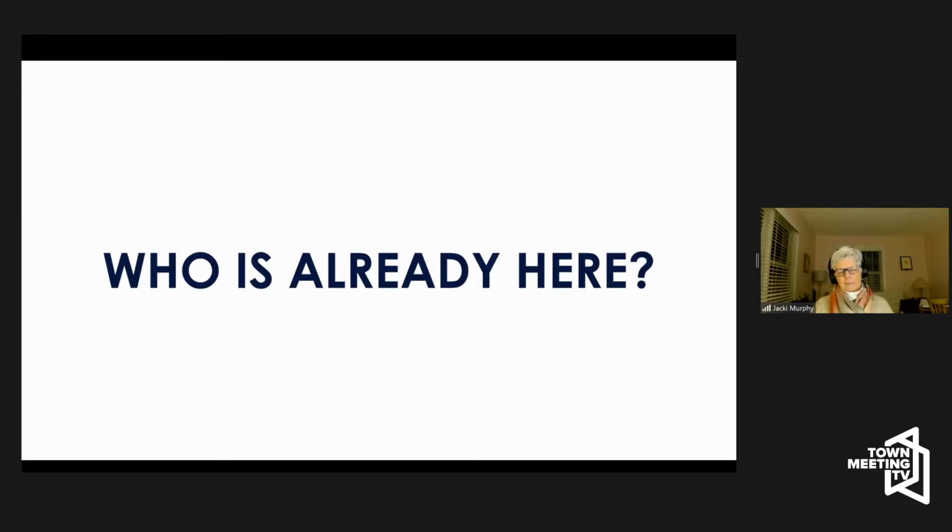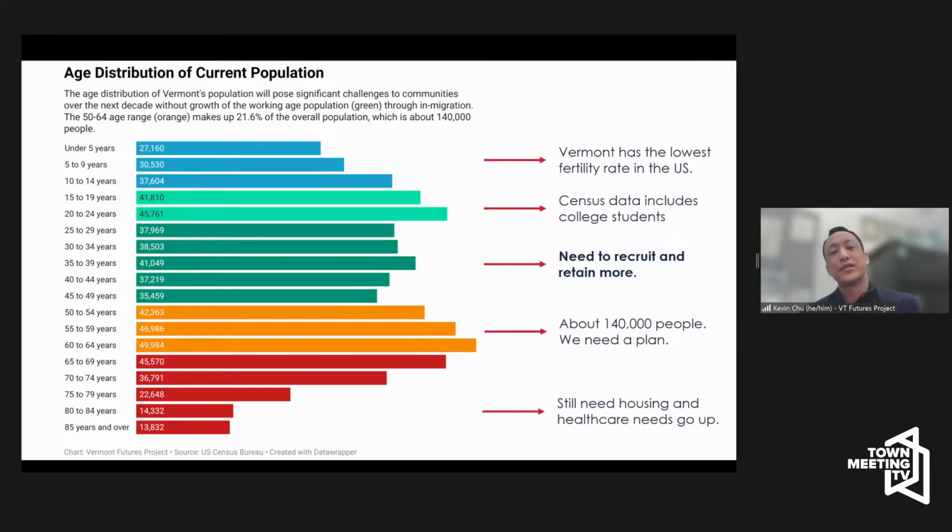The place we need to start in thinking about where we want to go is understanding who's already here. And we can begin by taking a look at the age distribution of the current population, and it tells us quite a few narratives that we need to keep in mind. So Vermont has the lowest fertility rate in the US. Our homegrown talent supply is dwindling. We attract college students, but many of them don't stay.